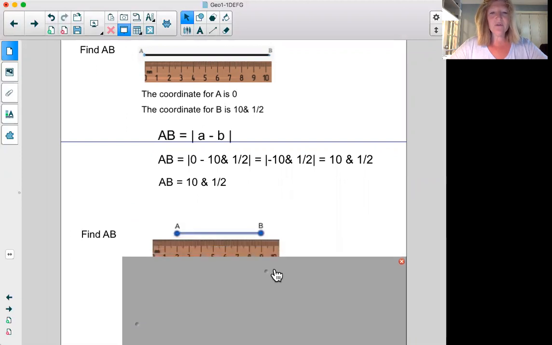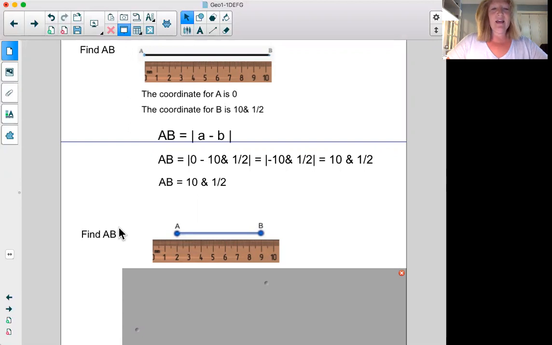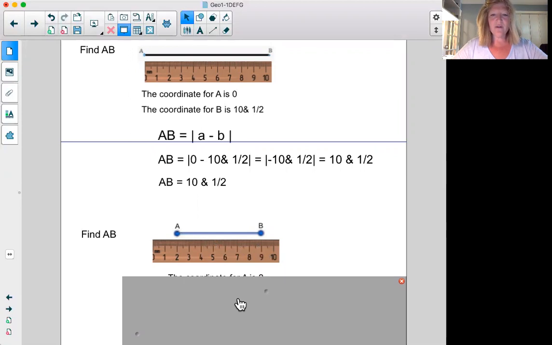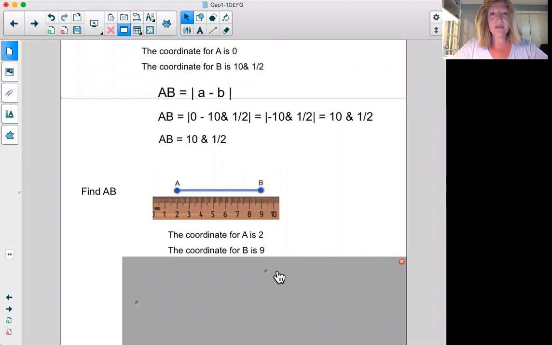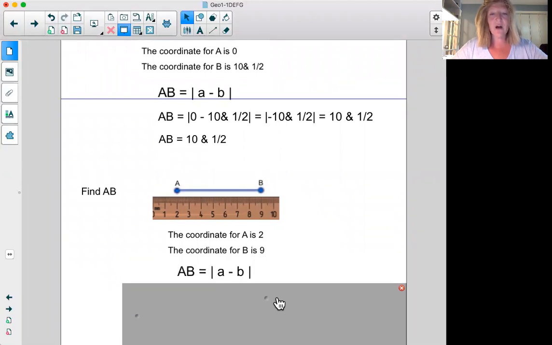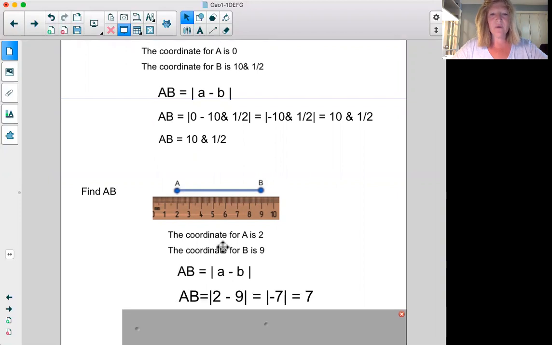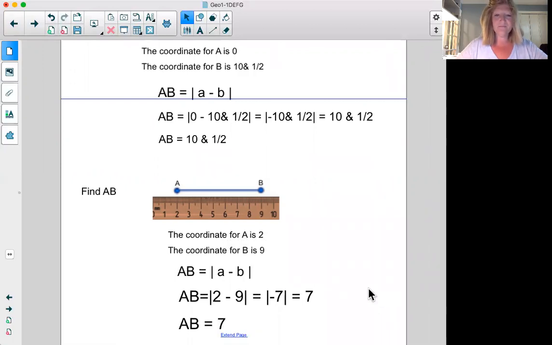So now you try it. Pause, and find the measurement AB, and then press play. The coordinate of A is 2, the coordinate of B is 9, and so the measurement of AB is the absolute value of the difference of those two coordinates. The absolute value of 2 minus 9 equals the absolute value of negative 7, which equals 7.